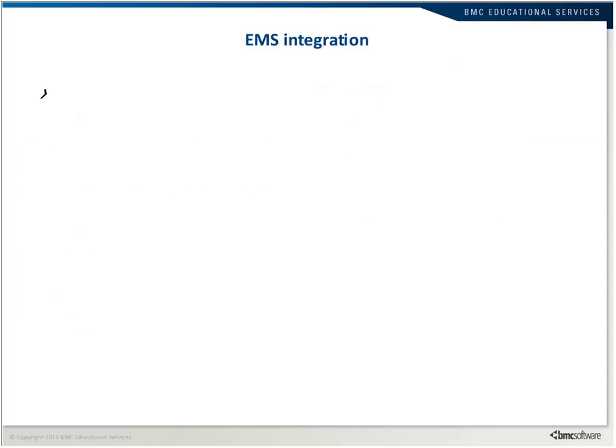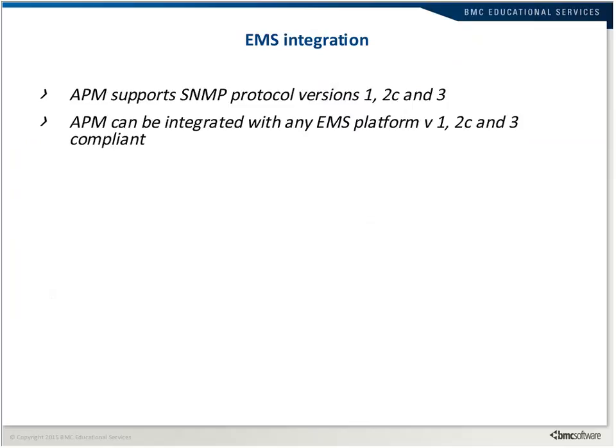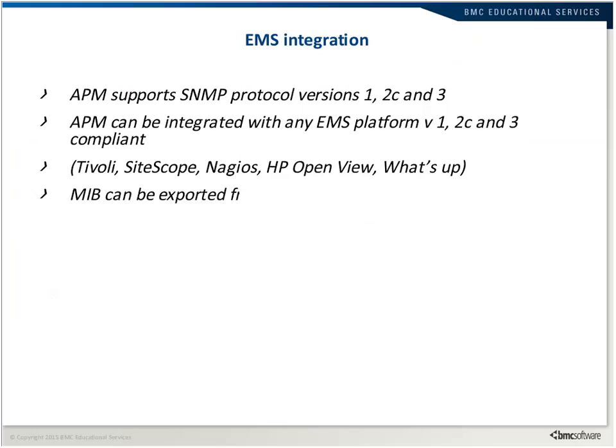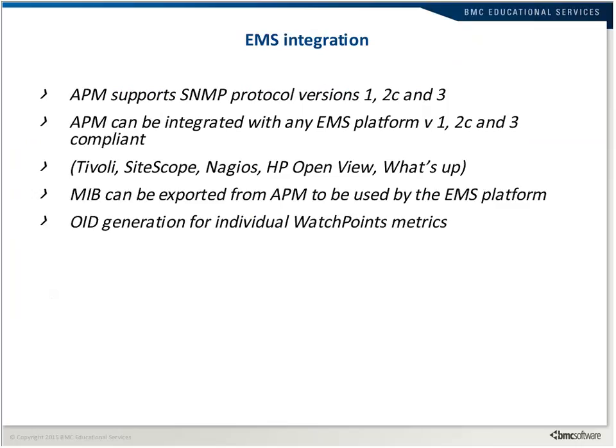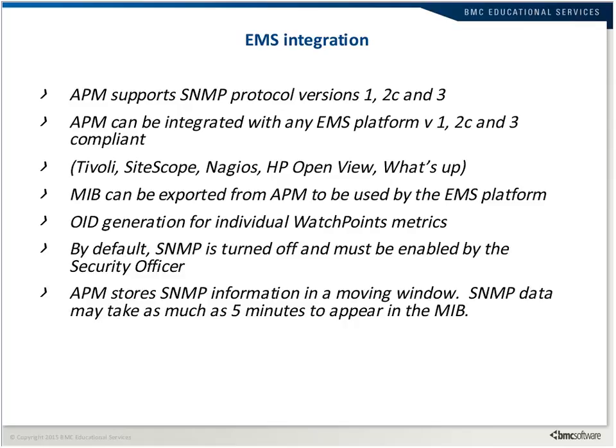So SNMP, we can support 1, 2C, and 3. That is good for things like streaming OIDs for the watch points. We can pick a watch point, pick a metric, and pick a calculation, whether it's average, percentile, or whatever. Or we can do traps. Traps come in terms of the error detection rules and also the AIM alerts. You'll have all this for reference, so you'll be fine.